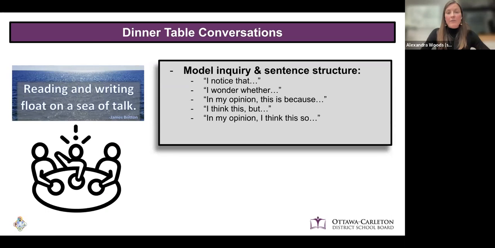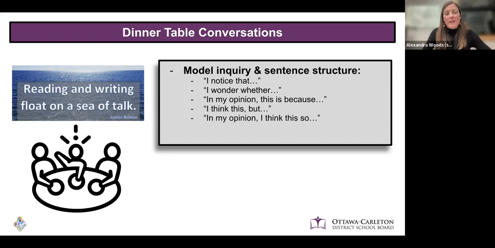Another way to help your child prepare for high school English is through dinner table conversations. There's the expression that reading and writing float on a sea of talk. And so we can actually support their writing by supporting their speaking. One of the things that I've been doing with my kids at the dinner table is using sentence stems and asking them about topics of interest, like "I noticed that..." or "this is because...". When we use this language, kids pick up what we're saying, and then they're able to weave that into their writing and into their oral communication pieces.